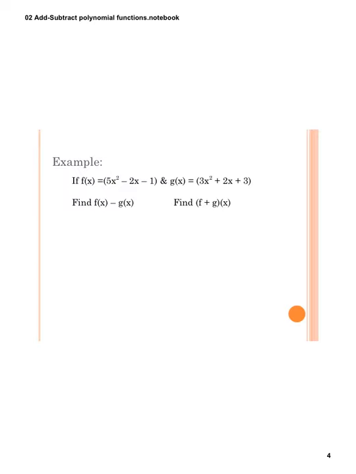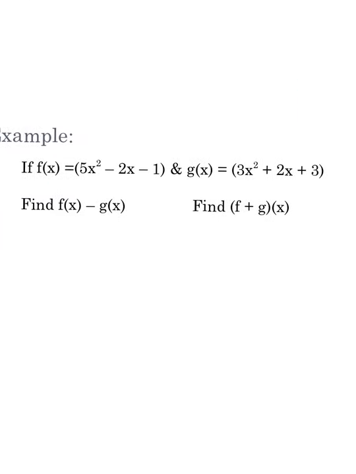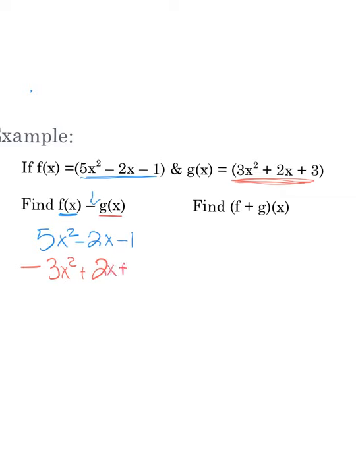Okay, we'll try a couple more. Again, here it says find f of x minus g of x. So the first thing I want to do is ask, what is my f of x function? That's this. So I'm going to write that down: 5x squared minus 2x minus 1. From that, I'm going to subtract my g of x. My g of x function is this right here, because it tells me g of x equals that. So I'm going to subtract that: minus 3x squared plus 2x plus 3.